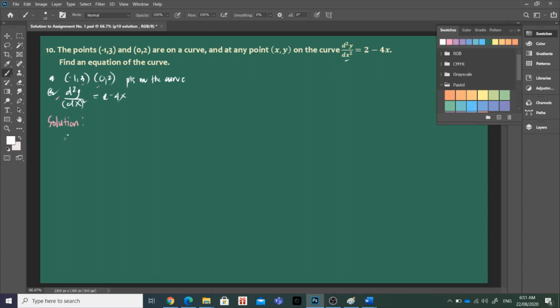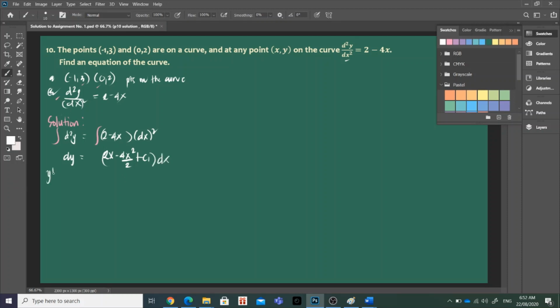d squared y over dx squared, integrate natin to. 2 minus 4x dx squared. And then, integrate natin. So, this is dy is equal to, apply natin yung mga integration techniques natin. So, simple lang naman yung mga ginagamit natin dito. Halos power formula lang. So, hindi na natin kailangang isulat yung mga formulang yun. Okay, power formula. So, x raised to 2 over 2 dx, okay, plus c sub 1 dx.